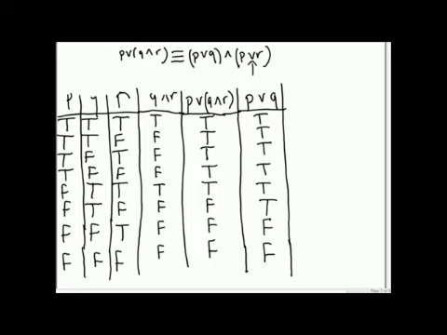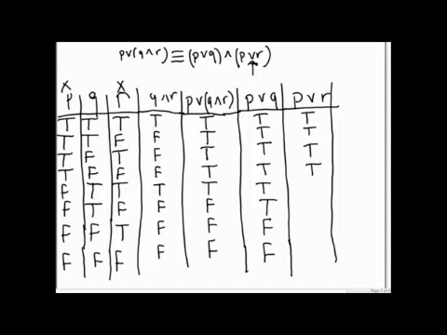Next thing we want to focus on is P or R. So we're going to write P or R, and we're going to be focusing on this column and this column. So then we have true or true, true or false, true or true, true or false, false or true, false or false, false or true, and false or false.